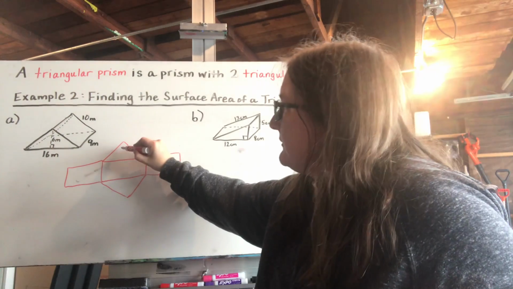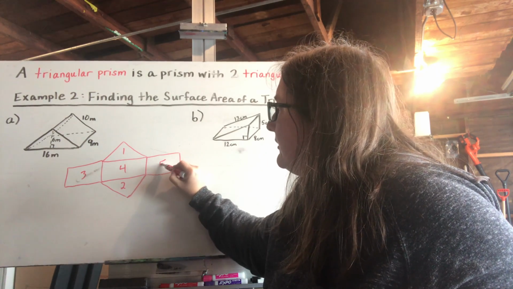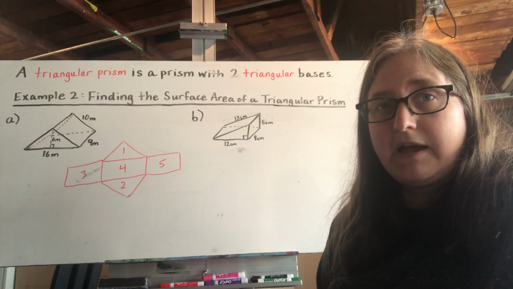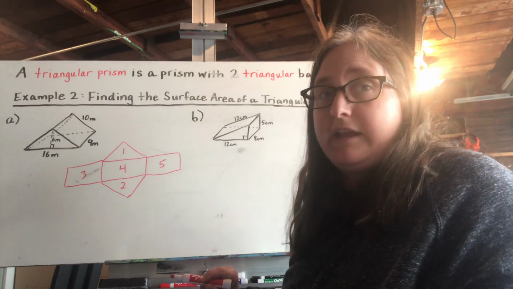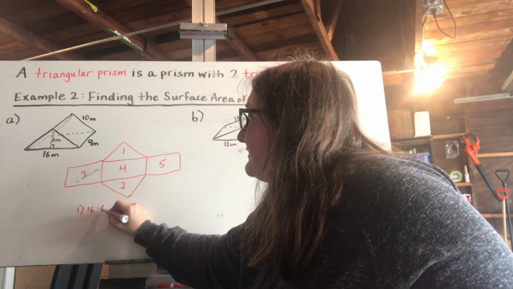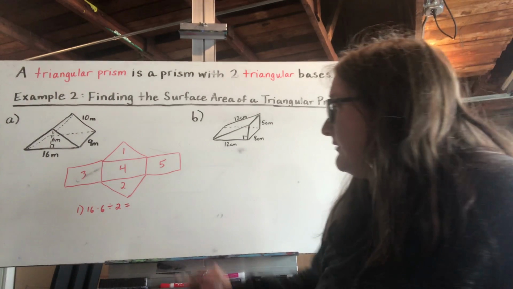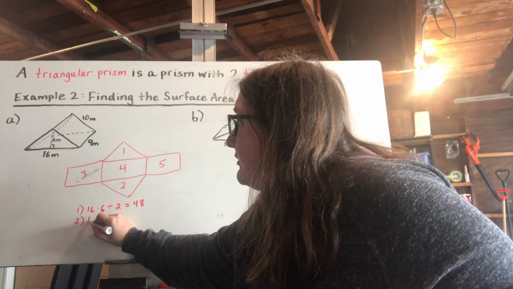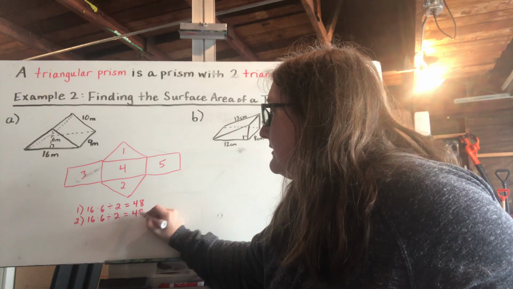Okay, so I'm going to label these guys. So when I'm finding the area of a triangle, I have to remember that I'm doing base times height divided by 2. So the triangle has a base of 16 and a height of 6. So for the triangle piece, I'm doing 16 times 6, but divided by 2. Okay, so that's going to give me a total area here of 48. And piece number 2 is also the exact same triangle. The bases are identical, so it's also going to be 48.